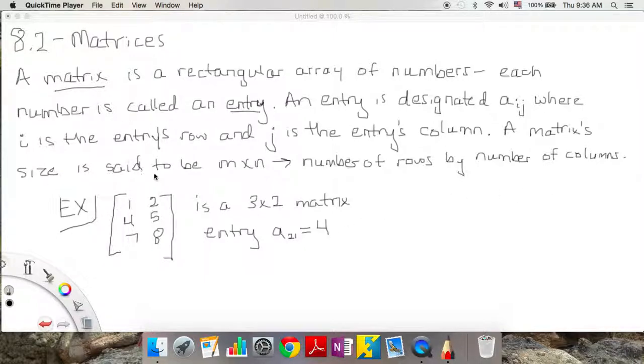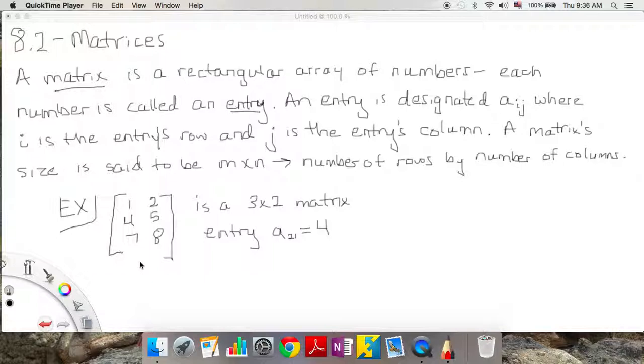The matrix's size is said to be m by n, or the number of rows by the number of columns. There are 3 rows in this one and 2 columns, so it's a 3 by 2 matrix. Mostly what a matrix is used for is data collection.